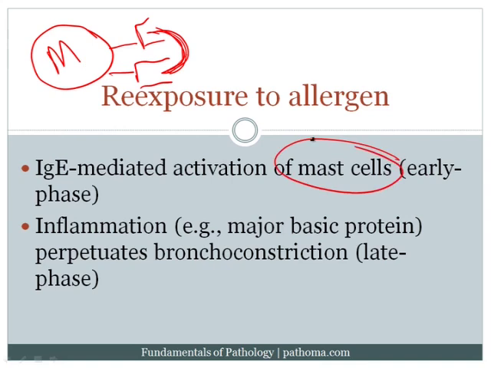Now, over time, what's going to happen is that the tissue damage and the inflammation and the presence of inflammatory mediators like major basic protein from the eosinophils is going to perpetuate bronchoconstriction, and that's the late phase of the asthma. That's the late phase of the bronchoconstriction.